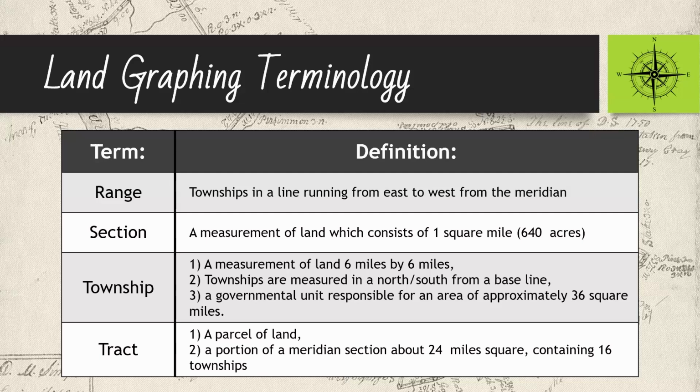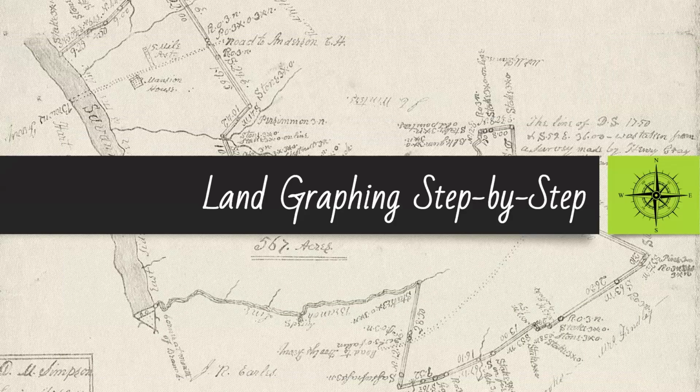A tract is a parcel of land. Just here is your tract of land, or a portion of a meridian section about 24 miles square containing 16 townships. So some of these words, like I said, are used for different sized things. It can be a little confusing, but this should be in your handout, so you can come back and reference and figure out which version of that term you're seeing.